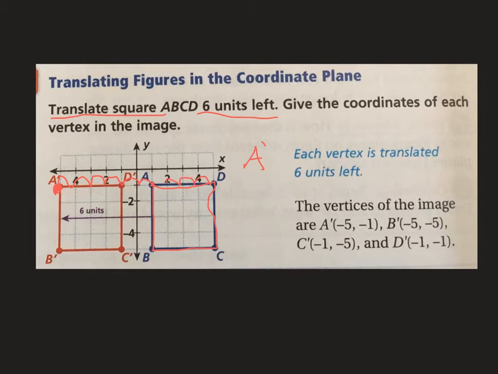D: 1, 2, 3, 4, 5, 6. Here's D prime, sorry. B: 1, 2, 3, 4, 5, 6 is B prime. And C: 1, 2, 3, 4, 5, 6 is C prime. Once I get my points plotted on here, then I can connect my dots to make my new image A, B, C, D prime. Okay, so that's called a translation, where I'm moving things in straight lines.